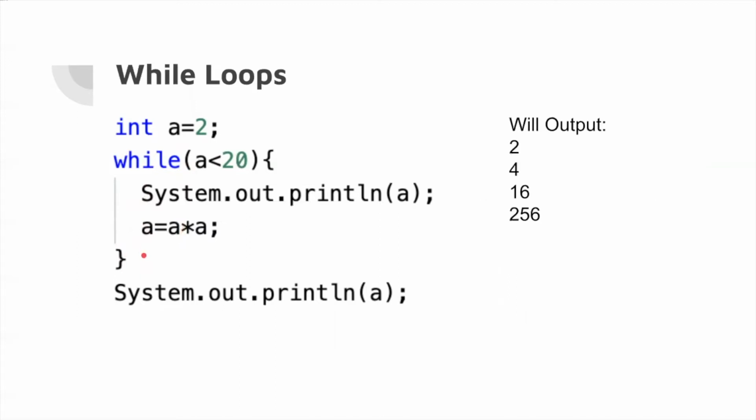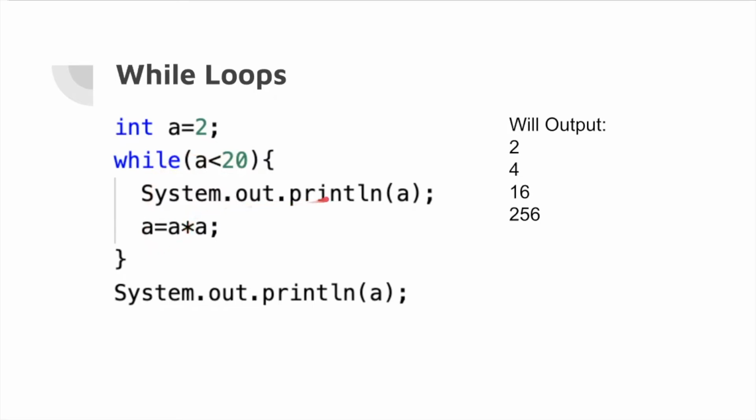But what this code will actually output is 2, 4, 16, and 256. First, we initialize A as 2, so 2 is less than 20, so this code runs. It prints out A, which is 2, and then it sets A to A times A. Right now, A is 2, so A times A would be 2 times 2, which is 4. So then A is set to 4. And then 4 is still less than 20. So this block of code runs again.